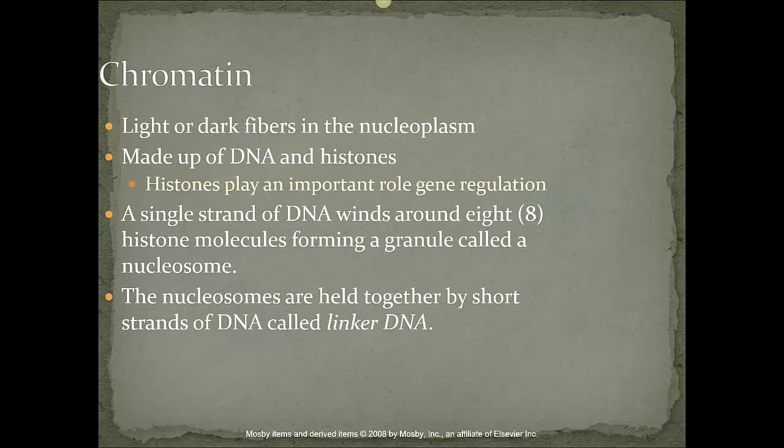So chromatin is that light and dark staining area of the nucleus made up of DNA and what they call histones. Histones play an important role in gene regulation. A single strand of DNA winds around 8 histone molecules, forming a granule called a nucleosome. And the nucleosomes are held together by short strands of DNA called linker DNA. So this is what wraps it up so tight, so that when you look at it under the microscope and you see a nucleus stain, it has this dark stain and is very tightly bound together.